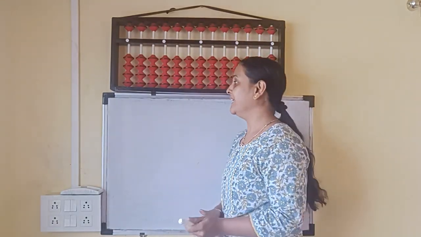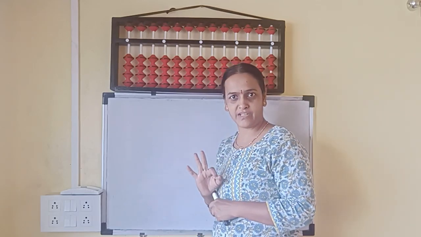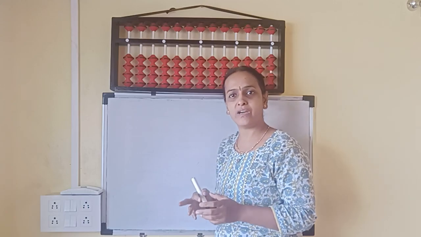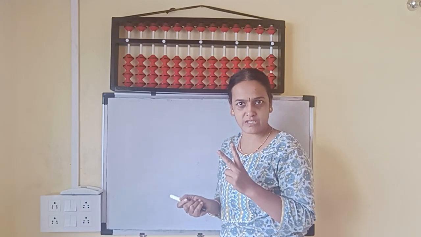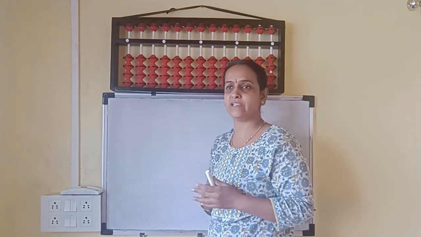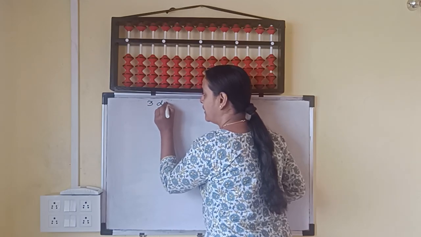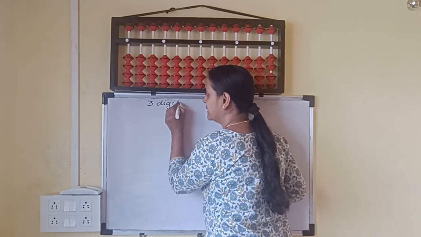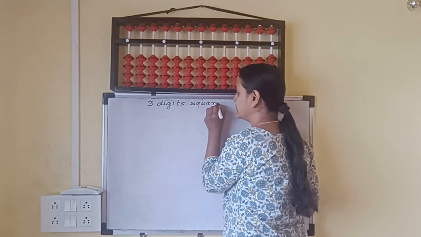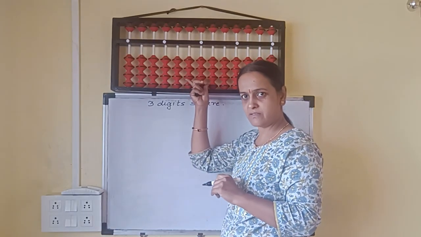Hello, in this video today we see how to find out the square of a 3-digit number. In the last video we saw the square and square root of a 2-digit number. Today we see 3-digit squares, and how to find them on the abacus.